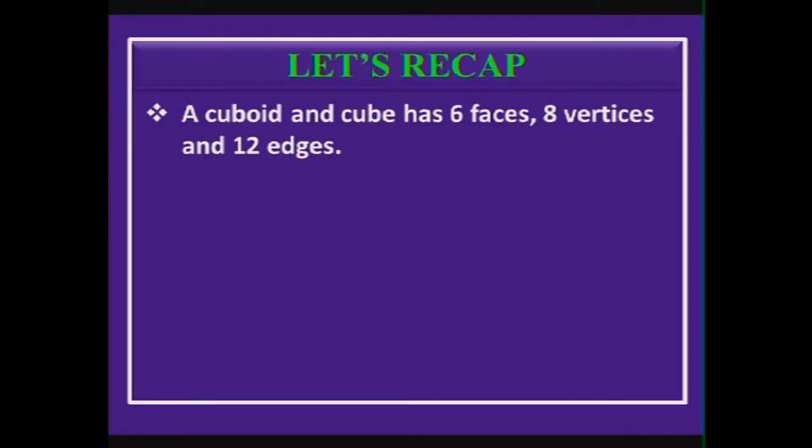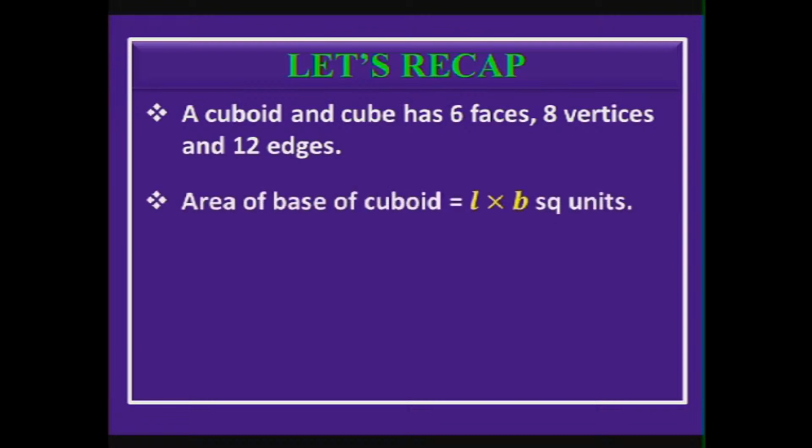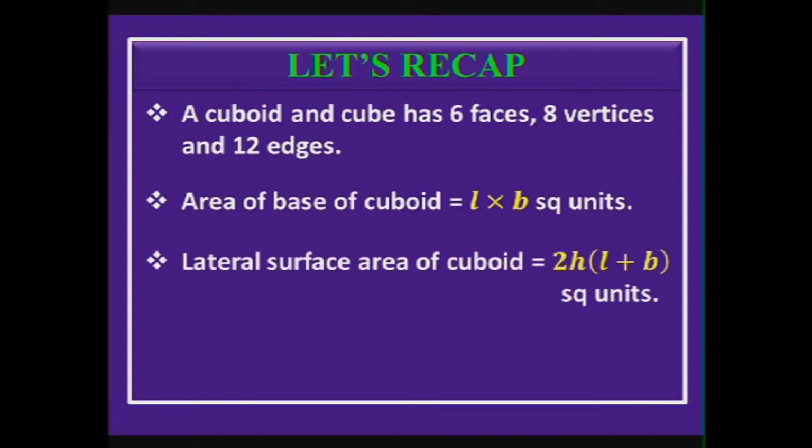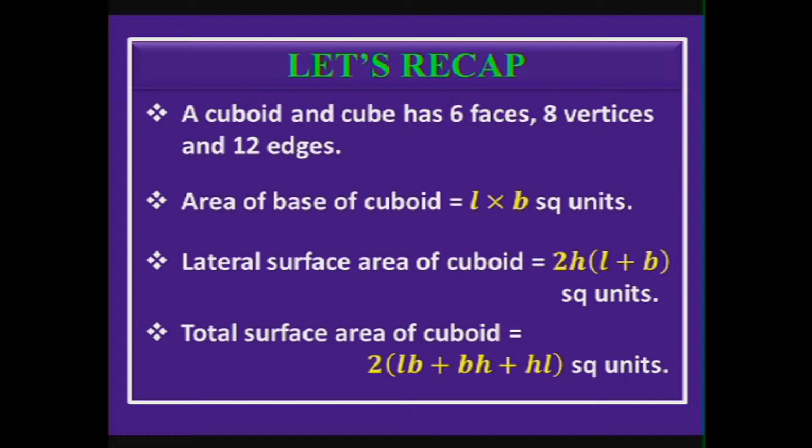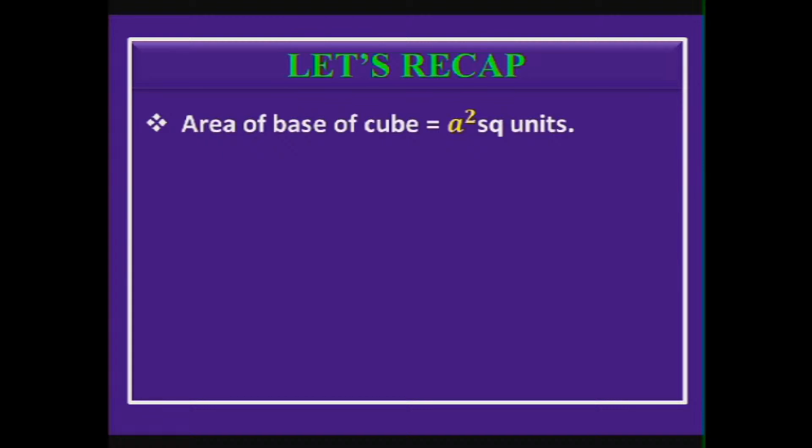A cuboid and cube has 6 faces, 8 vertices and 12 edges. Area of base of cuboid is L into B square units. Lateral surface area of cuboid is given by 2h into (L plus B) square units, whereas the total surface area of cuboid is given by 2 into (LB plus BH plus HL) square units, and area of base of cube is given by a square square unit.